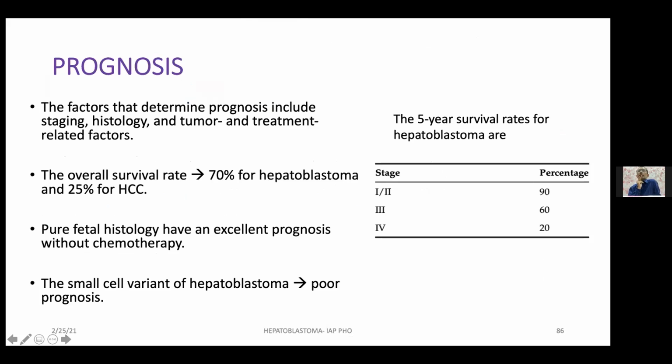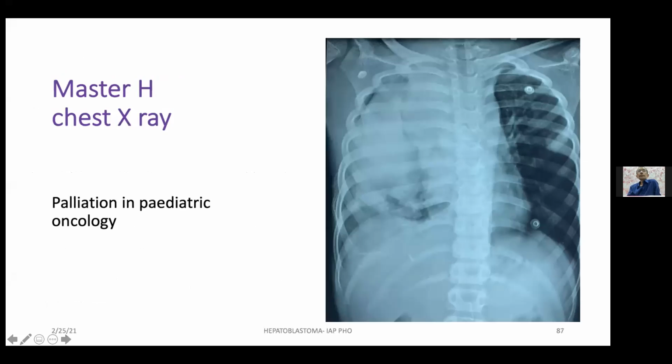The prognosis is, for stage 1 or PRETEXT 2, the standard risk, all have 90% survival. And then stage 4 is still 20%. But with liver transplant involvement, PRETEXT 4 also, or the high risk also, has a very high chance for cure. Next slide.